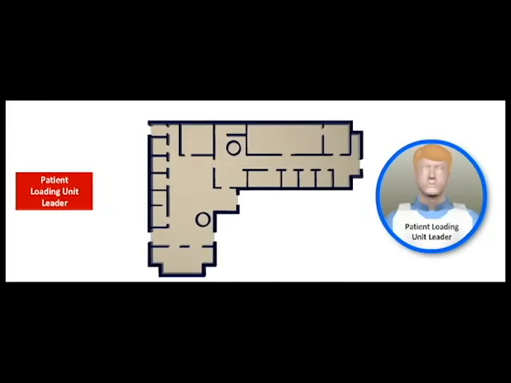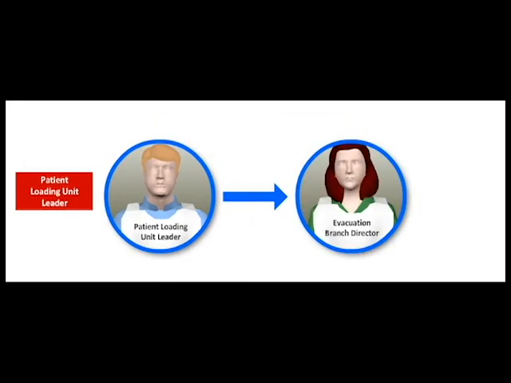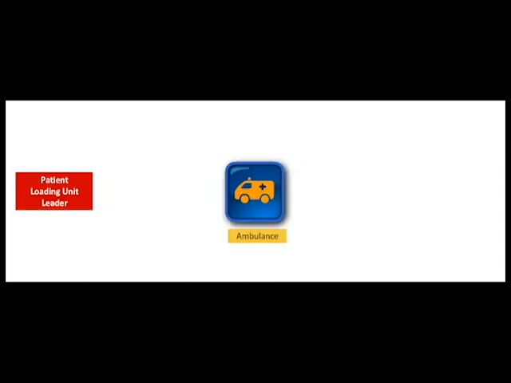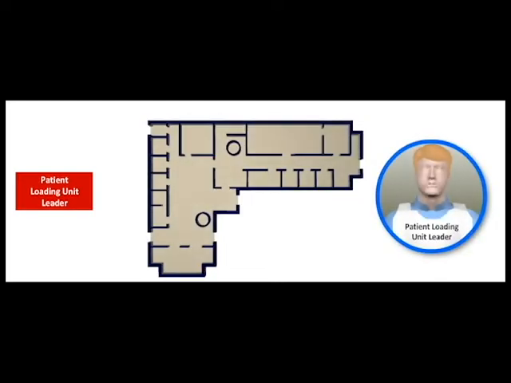The patient loading unit leader is responsible for maintaining continuity of care in each loading area and coordinating with the Evacuation Branch Director as needed until all patients have been transported and all evacuation equipment and medical care devices are redirected back into the hospital or sent to the receiving facility. For patients going by ambulance, the crew of the transporting vehicle moves patients out of the loading areas. Each loading area should be staffed to provide needed care and patient tracking coordination.